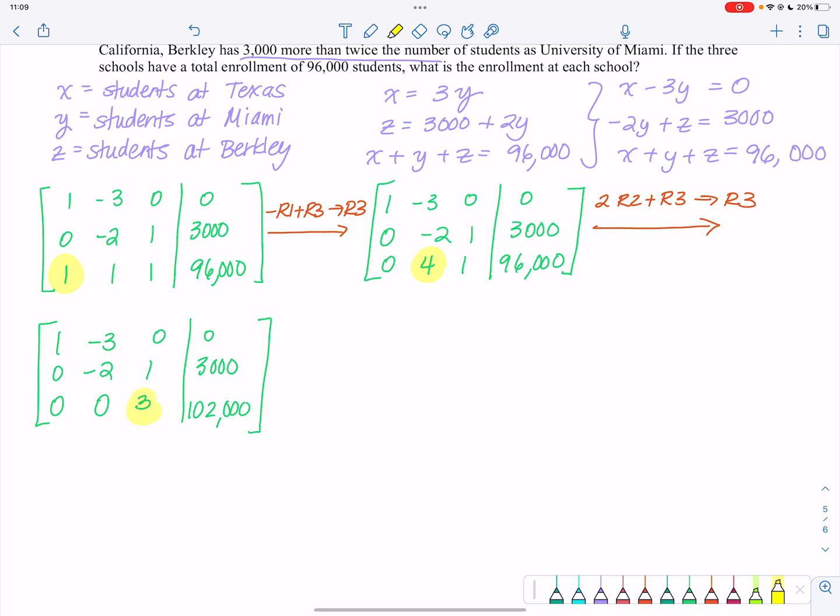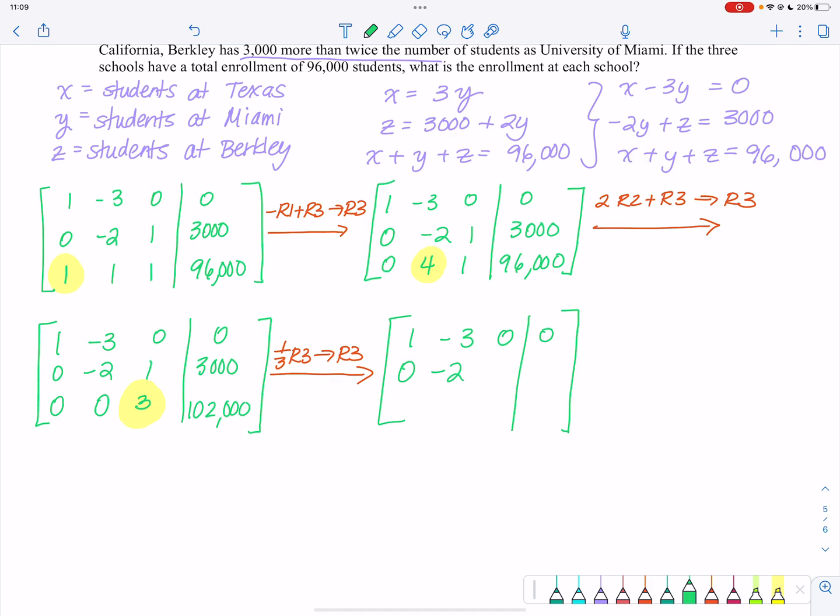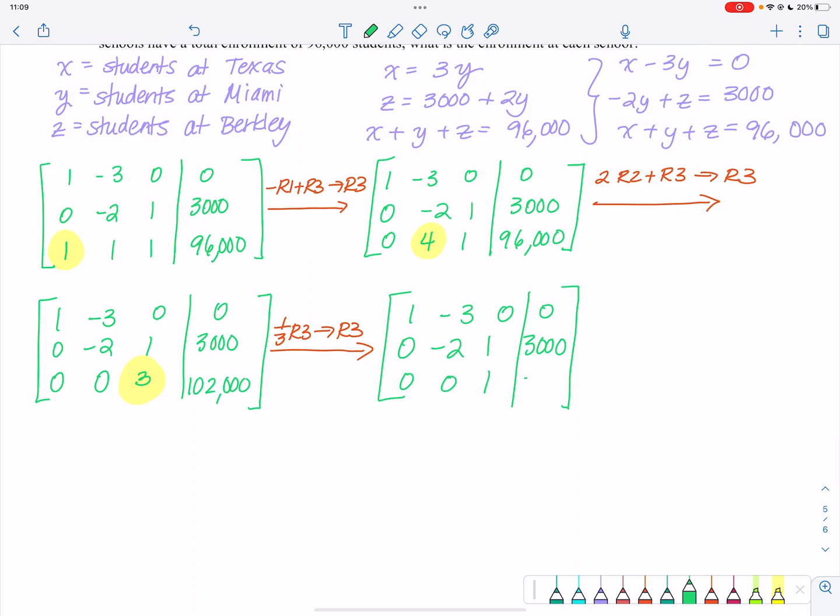Okay, so our next focus would be, and you can work around any way you'd like, I would think we could go ahead and work on this 3. So why don't we divide row 3 or multiply row 3 by 1/3. So we have 0, 0, 1, and then of course 102,000 divided by 3 is 34,000.